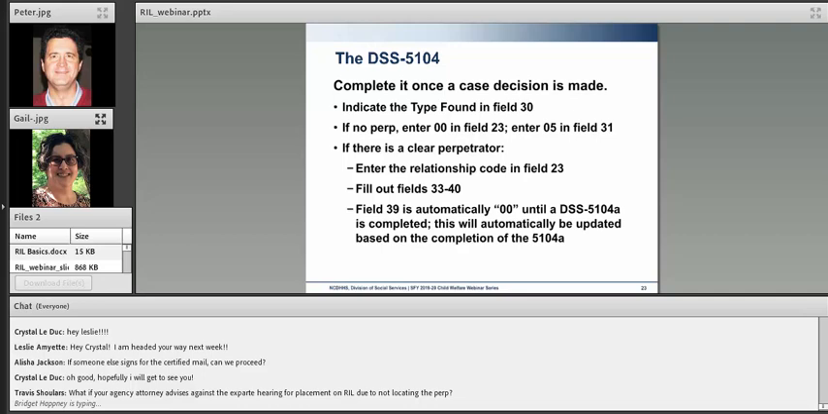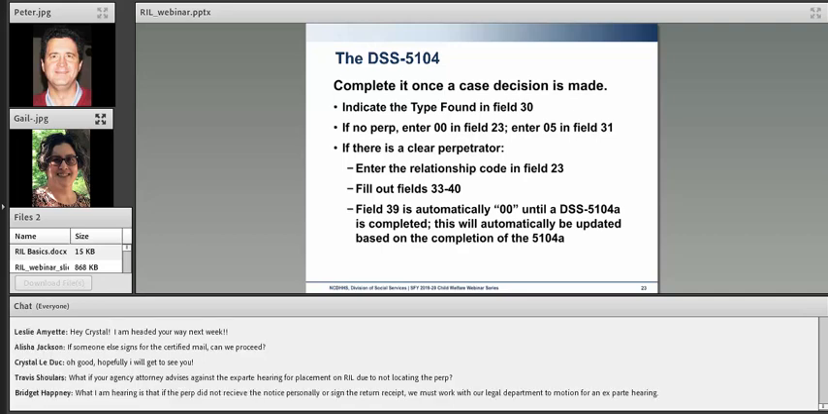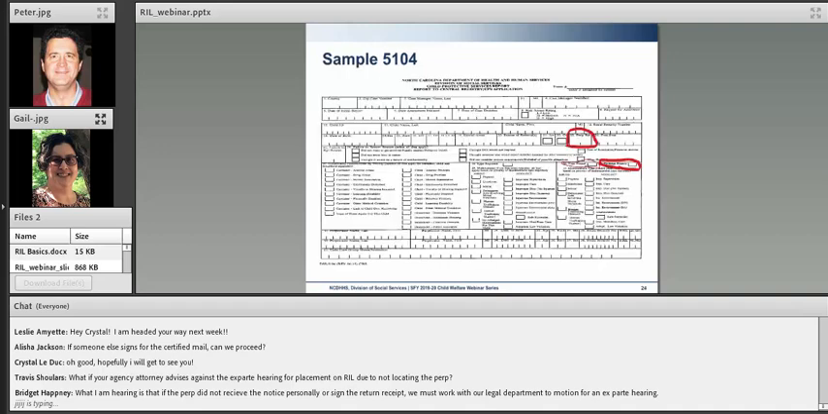It could be 1 something or 2 something based on their gender, okay? Then if there is a clear perpetrator, you fill out fields 33 through 40. 39 is automatically 00 until the 5104A is completed, and that will be automatically updated when you complete the 5104A, right? So again, if you've got a clear perpetrator, fill out these fields. And here's a picture of what that looks like. Here's field 23 with the perp relationship, the finding reasons in field 31, right? And then if you do have a clear perp identified, you're filling out, let me get my little pointer here, they showed me how to do this.